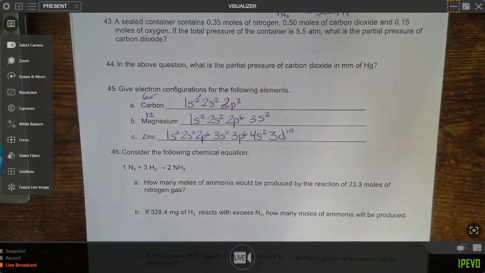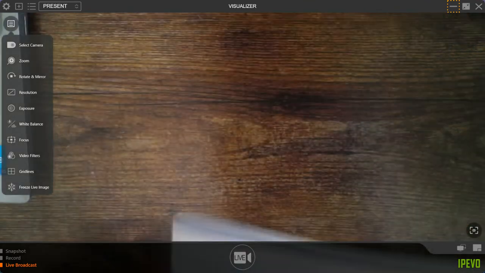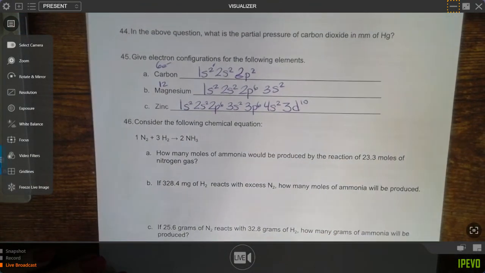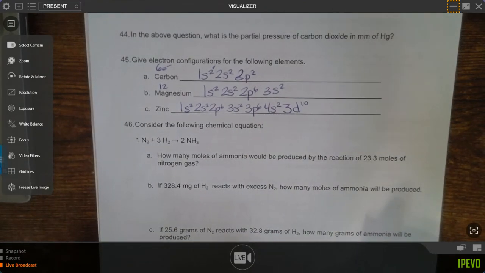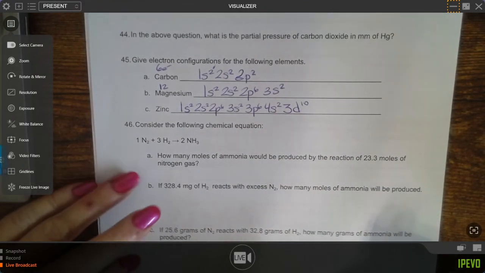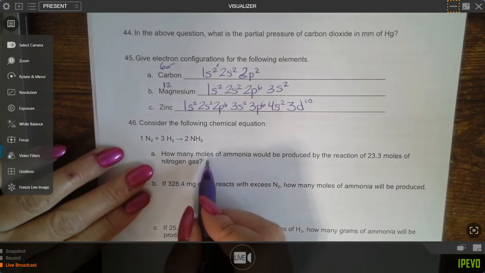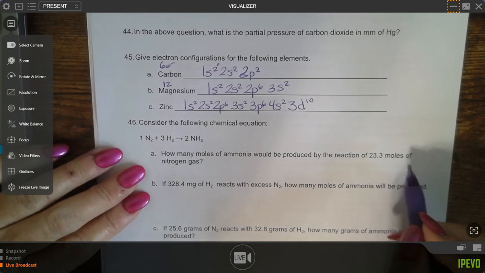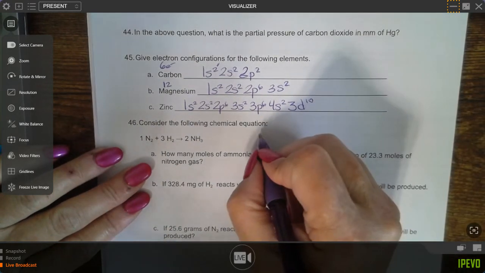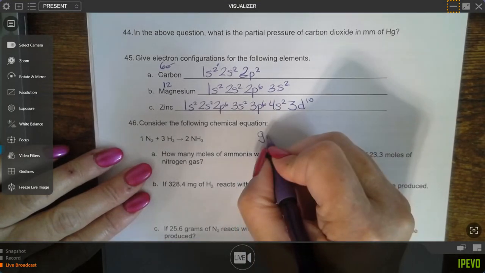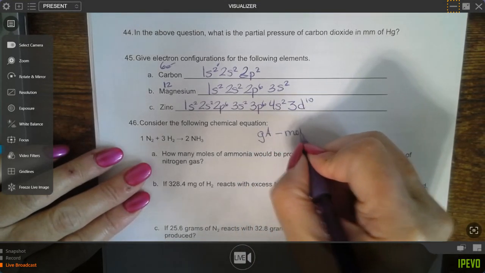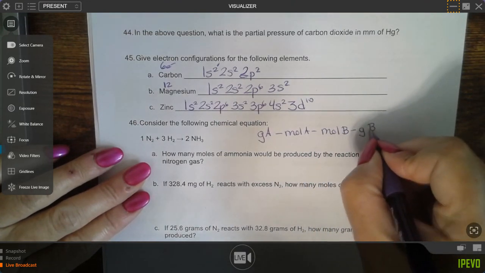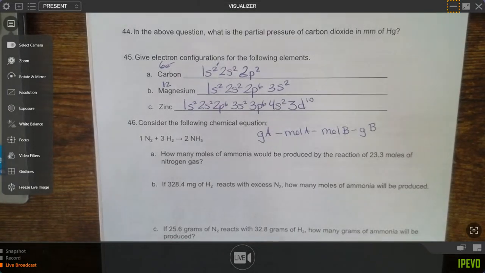All right. We like stoichiometry, right? We like that math. I think that was a test that everybody did really, really good on. Okay. So we'll go ahead and do these before I stop and start the next video. How many moles of ammonia would be produced by the reaction of 23.3 moles of nitrogen gas? So if you remember our mole map, we can start with grams of A. We can go to moles of A, moles of B, grams of B. Those are your steps. You've got to figure out where you start and where you stop.